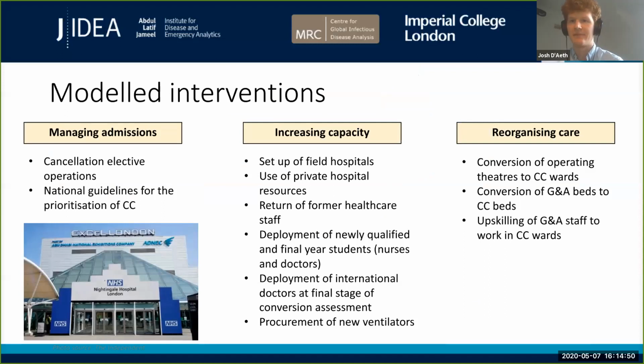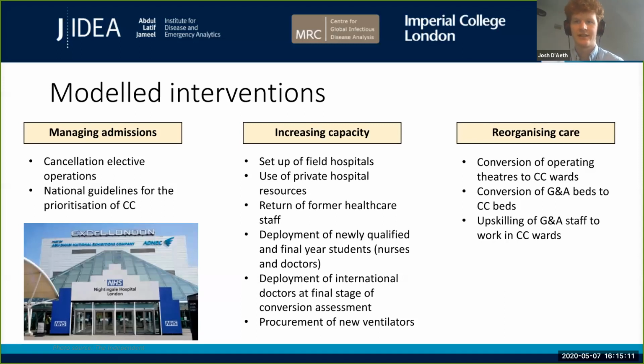So just to look at the interventions we've modelled in more detail. Firstly, as I mentioned, we look at interventions which affect the number of admissions into care. So we look at both how cancelling elective operations alters the number of patients in both critical care and general and acute beds, and how national guidelines for prioritisation of critical care affects the number of patients within critical care.